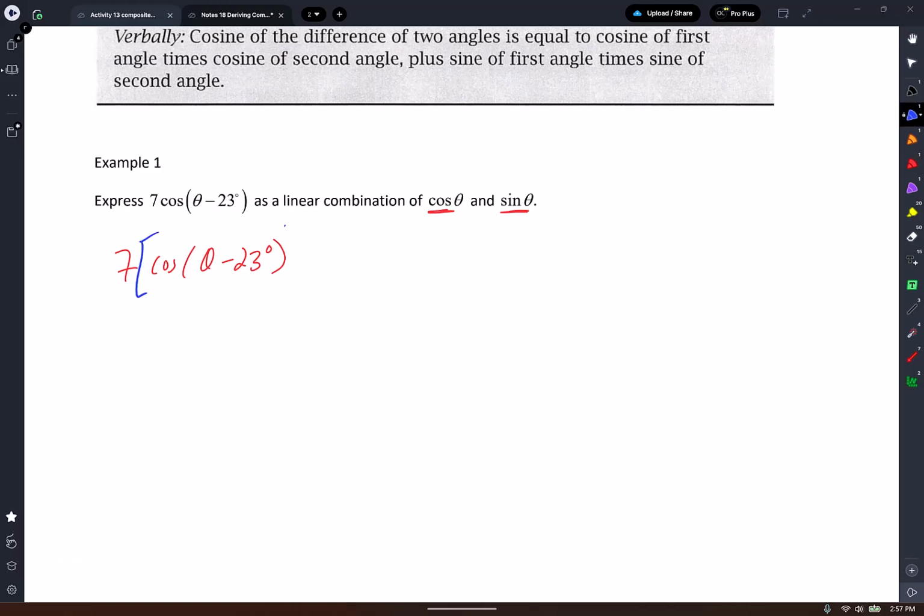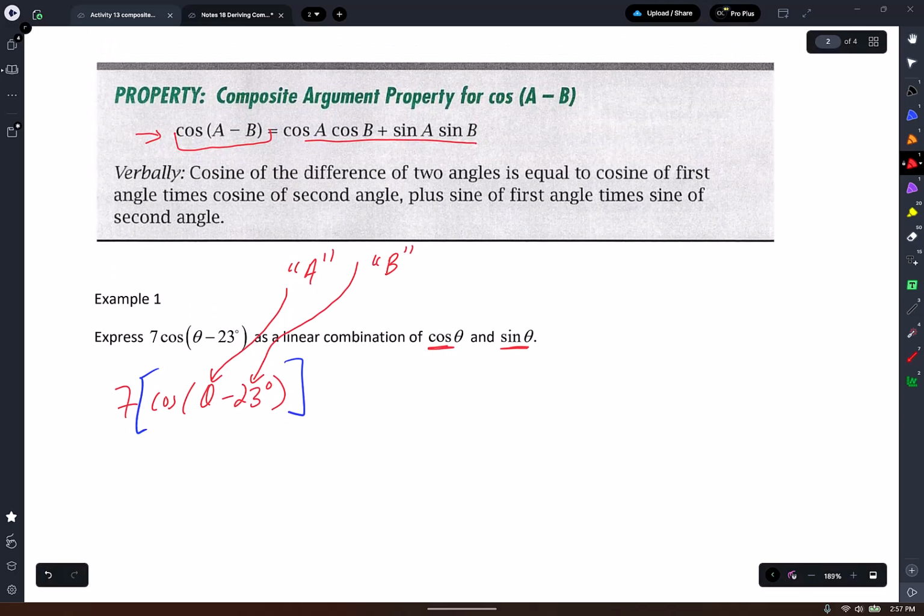Put the cosine theta minus 23 in brackets like that. That theta is like your A. That 23 is like your B. What are you talking about, A and B? I'm talking about this: A, B. Do you guys see that?